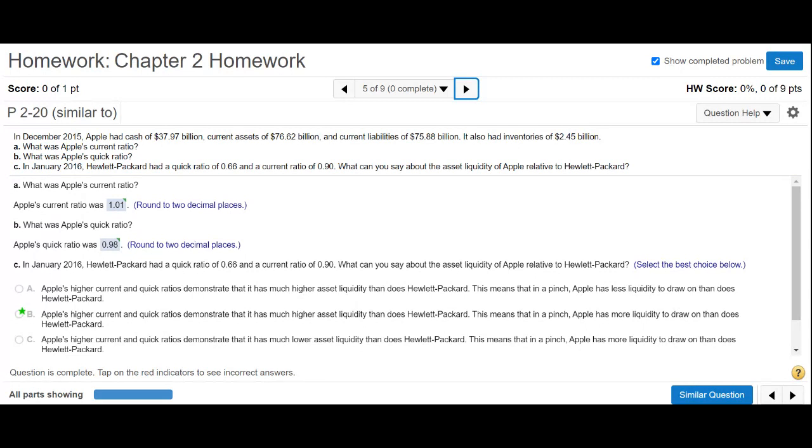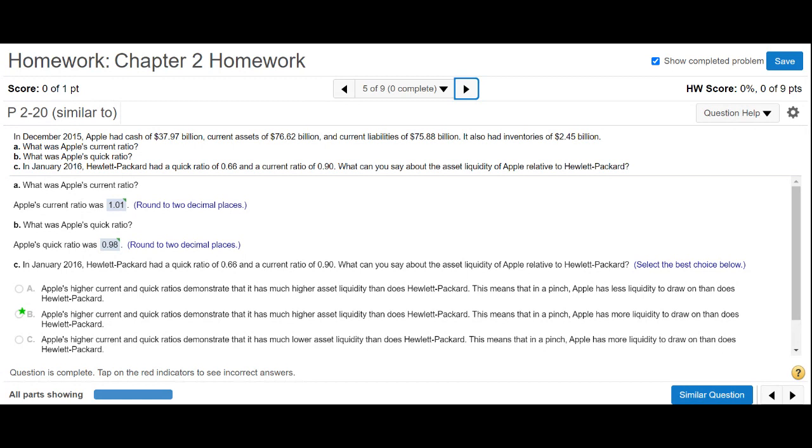Quick ratio is current assets minus the inventory over current liabilities. Okay, good. Say that one more time, very slowly, so everybody gets it. Current assets minus inventory, over current liabilities. That's right. Okay. So now, what is it saying?